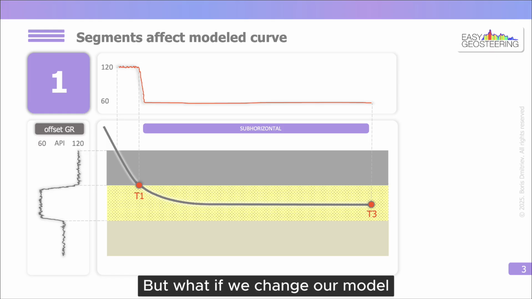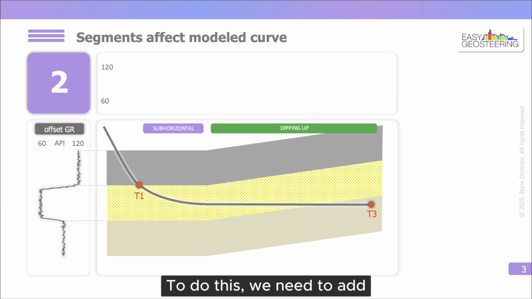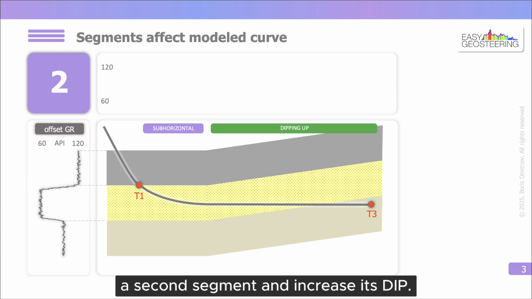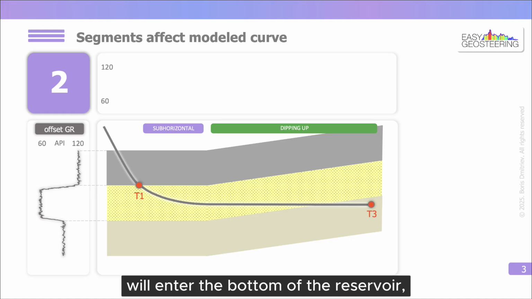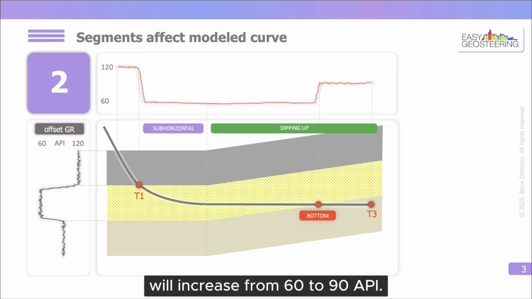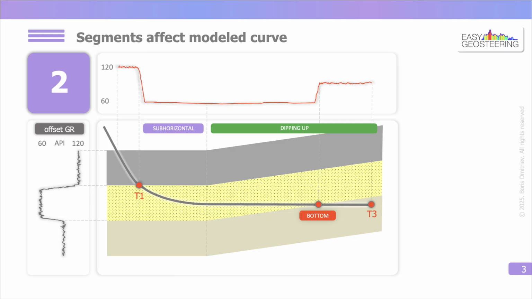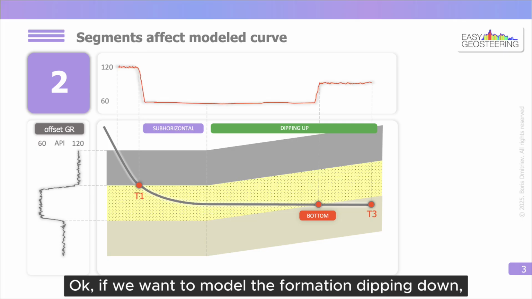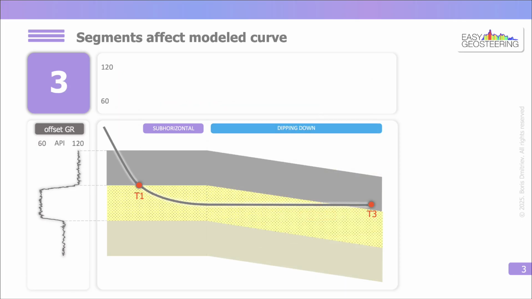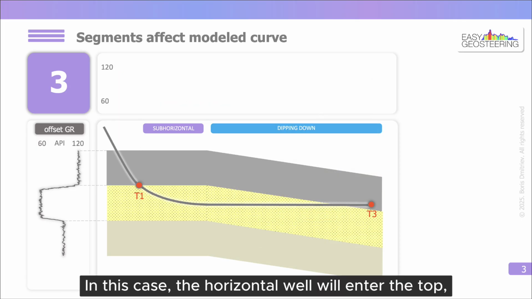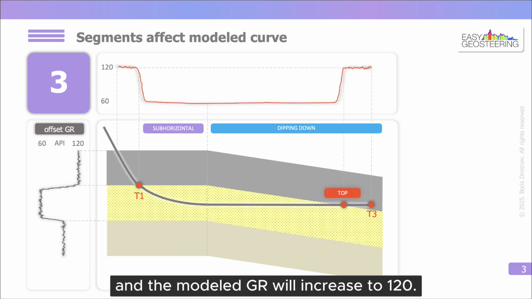But what if we change our model so that the formation starts dipping up? To do this, we need to add a second segment and increase its dip. As a result, at some point the horizontal well will enter the bottom of the reservoir, and at this point the modeled curve will increase from 60 to 90 API. Okay, if we want to model the formation dipping down, we need to decrease dip of the second segment. In this case, the horizontal well will enter the top and the modeled gamma ray will increase to 120.